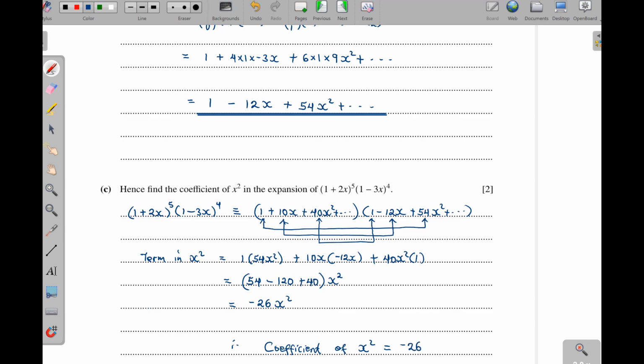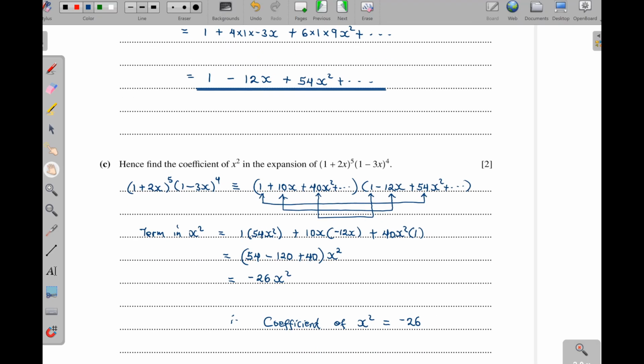Don't also write this term. Don't just stop here. They didn't ask for the term in x squared. They asked for the coefficient. You see that?